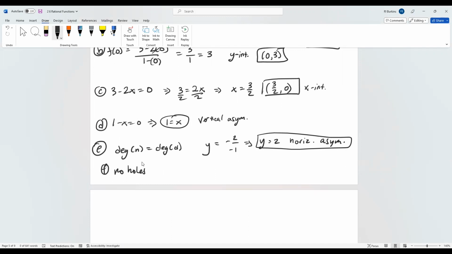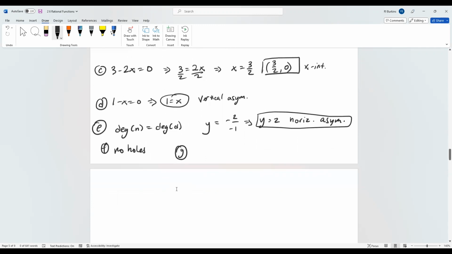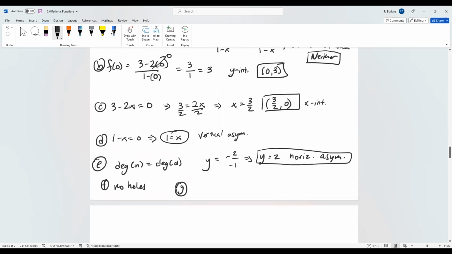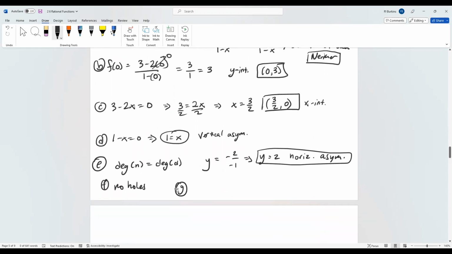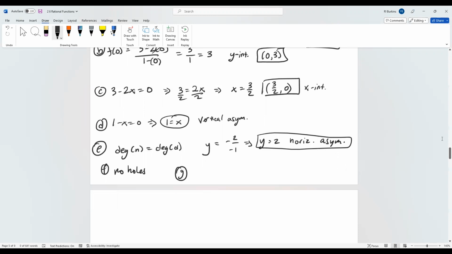And the last part says graph some other points. So actually, I'm going to go into the next page here, and we need to keep track of everything we have. So no symmetry. Y-intercept is 0, 3. Okay. For this last part, right, we need to keep track of everything we had. So I'm going to start my sketch here.